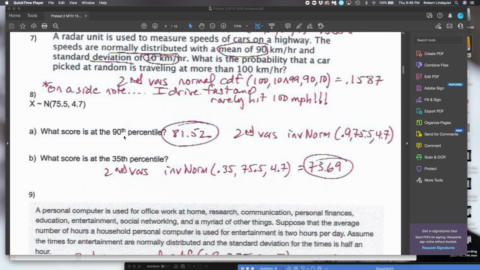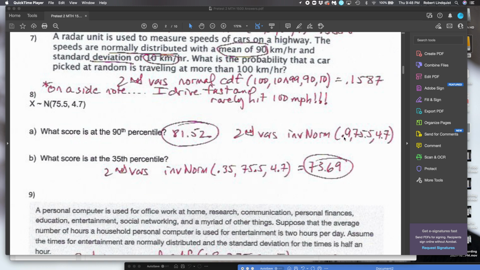What's the 90th percentile? When you try to do percentiles, this is so much easier than looking it up in the table. You have to use the inverse norm function. So all of this normal curve stuff can be found in second VARS. So you go to second VARS. Then you look up inverse norm. It's the third one down. What percentile do you want? I want the 90th percentile.